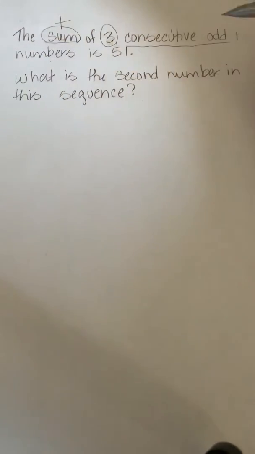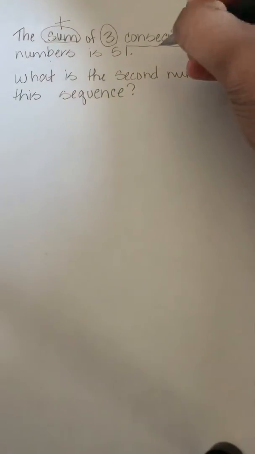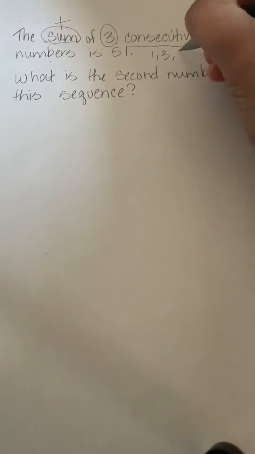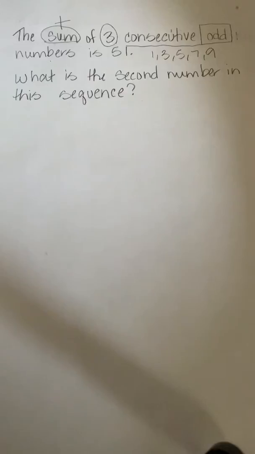They're telling me that it's three consecutive, and then they give me a huge indicator right here: three consecutive odd numbers. So right off the bat, I need to think 1, 3, 5, 7, 9, right? That's a quick list of odd numbers. Now it says, what is the second number in this sequence?